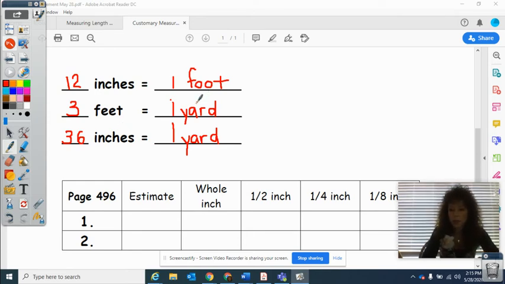Metric is much easier to convert because everything's on a base 10 system. So you're either multiplying or dividing by 10, which we know is just adding or taking away zeros. Customary, or sometimes you'll hear it referred to as standard units of measure, that we use in the United States, are a little bit harder because they're not consistent, meaning they're not all tens and hundreds or some base of 10. So we have 12 inches equals 1 foot. You just kind of have to memorize it. There's nothing consistent. 3 feet equals 1 yard, and 36 inches equals 1 yard.